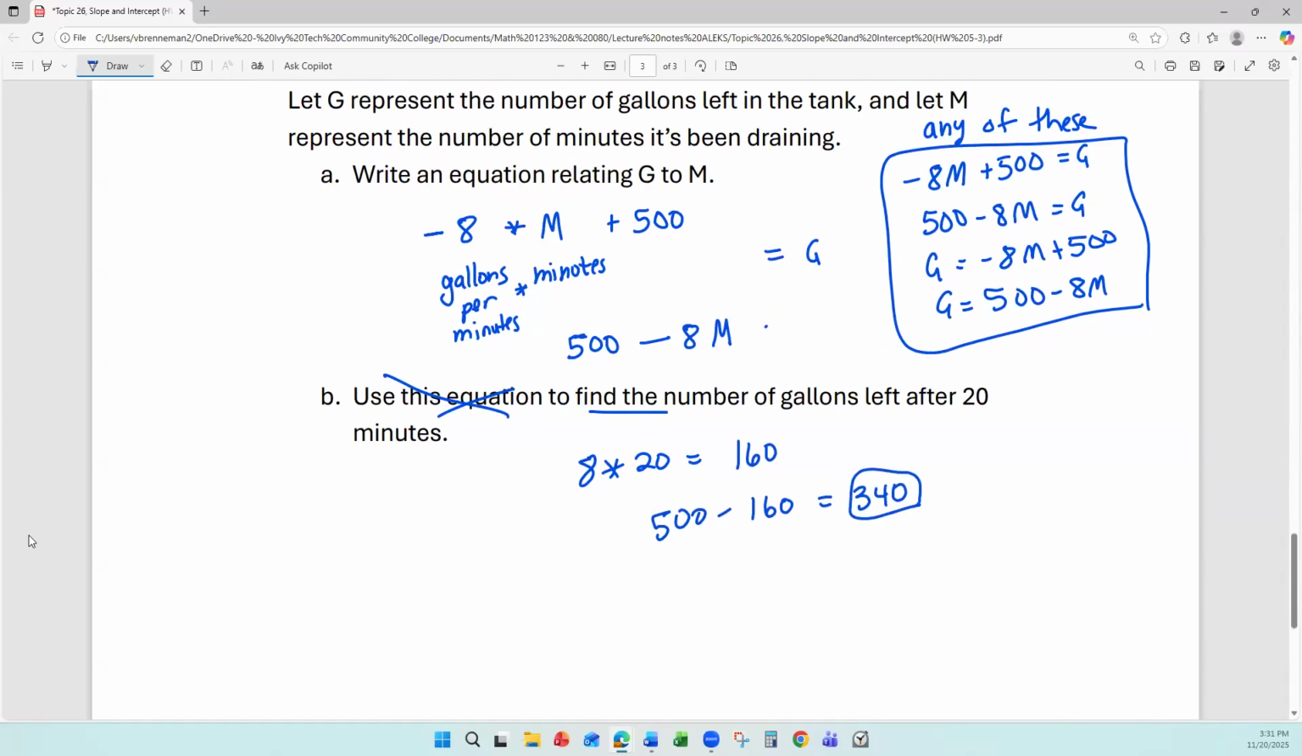Then you just put things back together a little bit. The 160 came from 8 times 20. The 20 was that given number plugged in. That was the number of minutes. Change that to the M. The G is the number of gallons left. That's the 340. And you get 500 minus 8M equals G that way. So whether you start with the equation and use it to find the result, or you start with the result and then reverse engineer to find the equation that's more general, either way is fine.